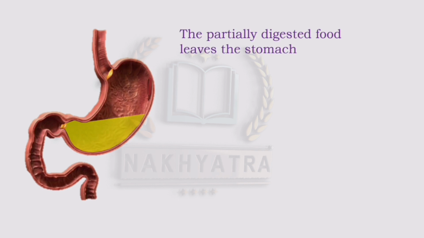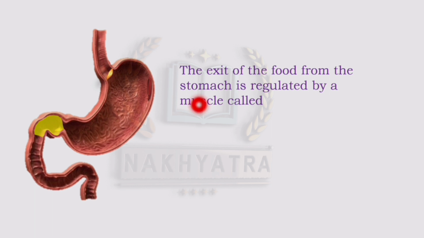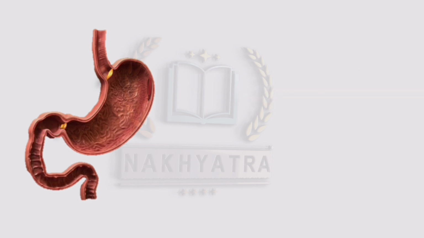Okay, now the partially digested food leaves the stomach. After leaving, the exit of the food from the stomach is regulated by a muscle called the sphincter muscle. So the exit of the food from the stomach is regulated by a muscle called the sphincter muscle, and it is present over here. This is called the sphincter muscle. I hope everyone is clear.